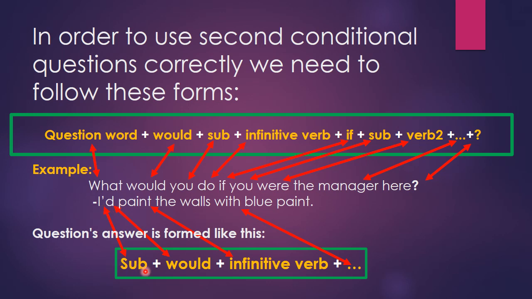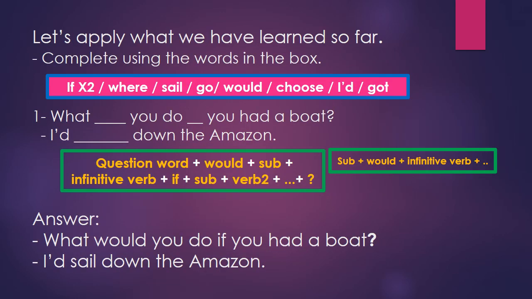Okay, so here it is: subject I, then 'd, which is short for would, I would. Paint is an infinitive verb, so paint here came as a verb, and here came as a noun. So I would paint the walls with blue paint. Okay, alright. Now let's apply what we have learned so far.